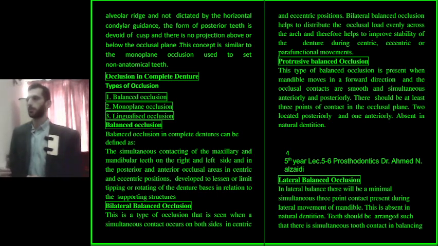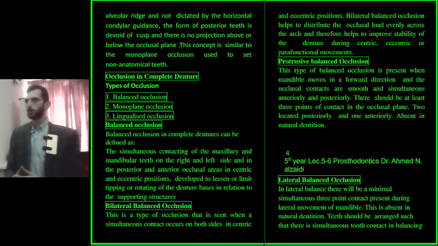In balanced occlusion, the complete denture can be defined as the simultaneous contacting of the maxillary and mandibular teeth on the right and left side, and in the posterior and anterior occlusion areas, in centric and eccentric positions, developed to lessen or limit tipping or rotating of denture bases in relation to the supporting structures.